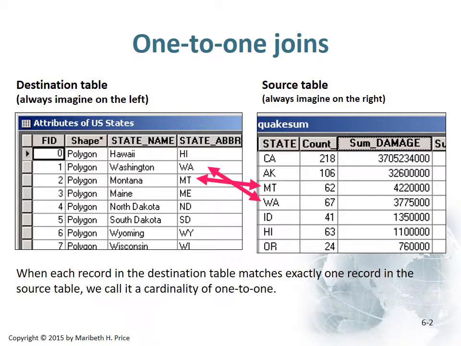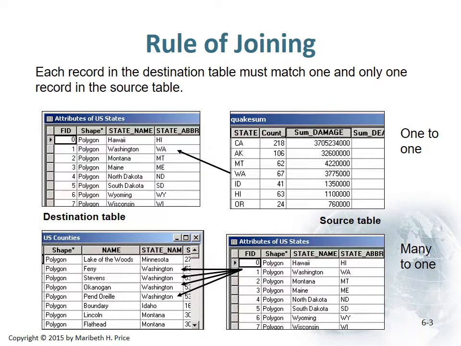Joins can be one-to-one, meaning there's a one-to-one match between the source and the destination table. One record in the destination table exactly matches only one record in the source table. This is known as cardinality of joins. This is a cardinality one-to-one. The rule of joining is that each record in the destination table must match one and only one record in the source table. This can be, as we just saw, the one-to-one relationship, one-to-one cardinality. One record in the source matches one in the destination.